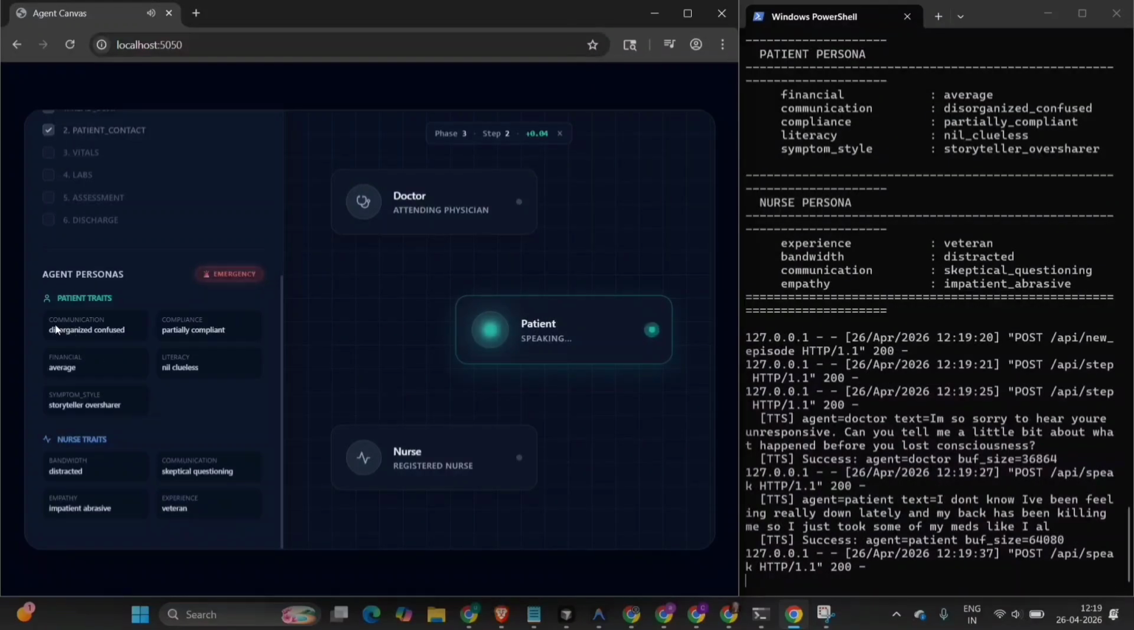I don't know. Back hurts. Took meds. Fell asleep, now in here.